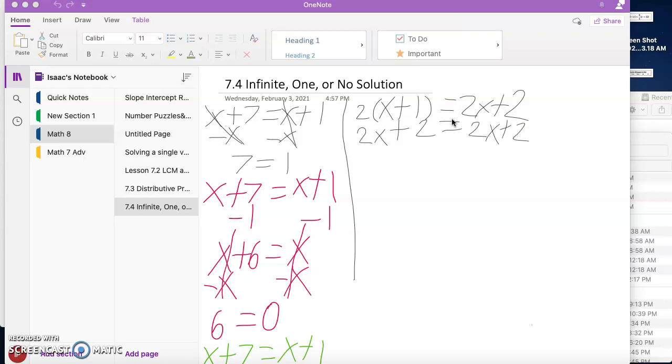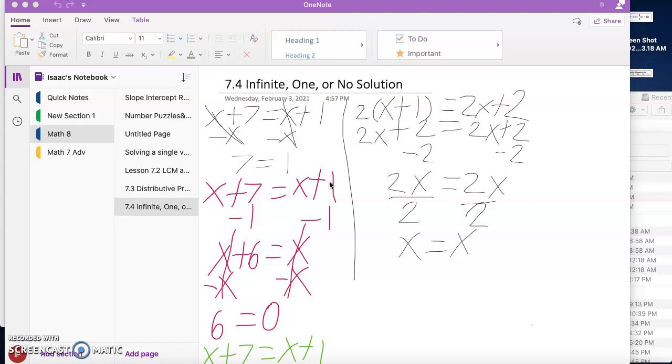At first, this looks similar to our no solution problem, but it's different. You're going to see why in a moment. I'm going to subtract 2 from both sides, and I'll get 2x equals 2x. I'll divide both sides by 2 to get x by itself, and I'll get x equals x. Well, let's see. x equals x. What does that really tell me?